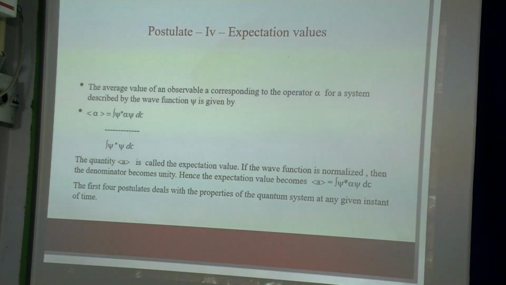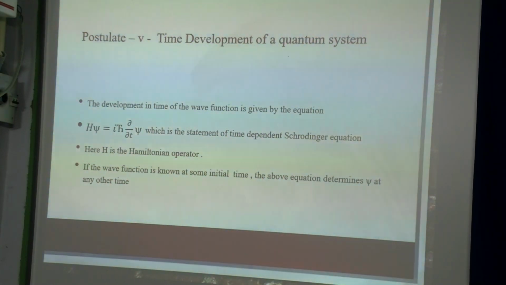Now, the previous 4 postulates which we dealt with so far concern the properties of the quantum system at any given instant of time. Next, let us discuss postulate 5, which gives the time development of a quantum system. The development in time of the wave function is given by the equation H psi equal to i h cross dou psi by dou t.